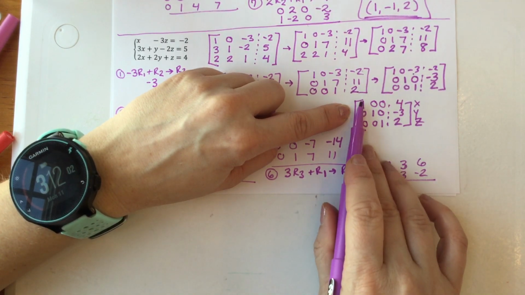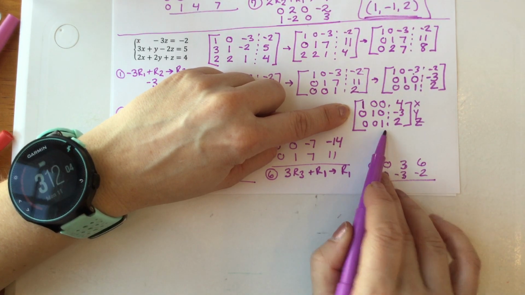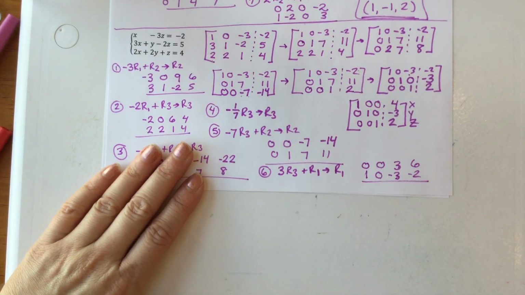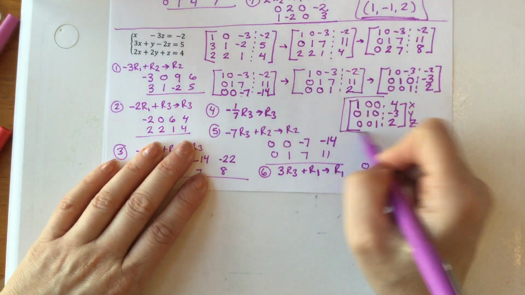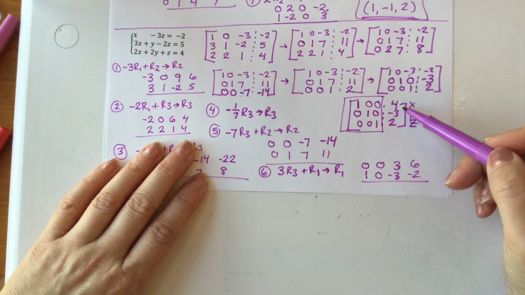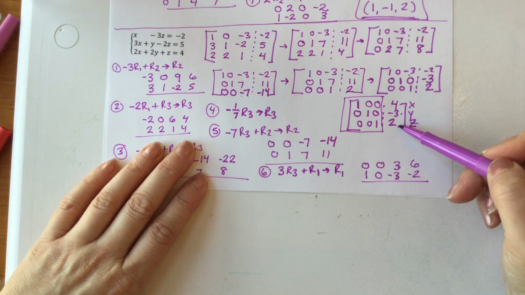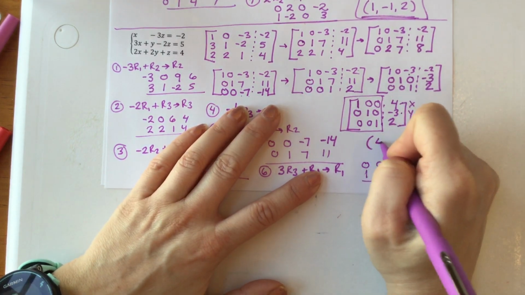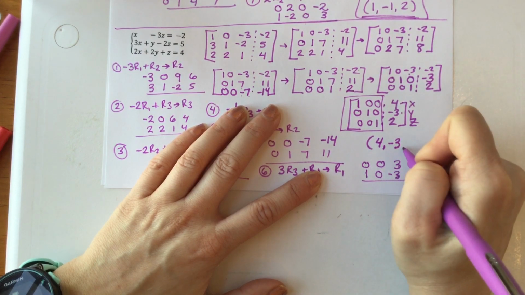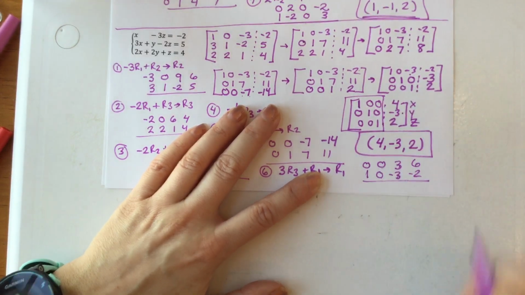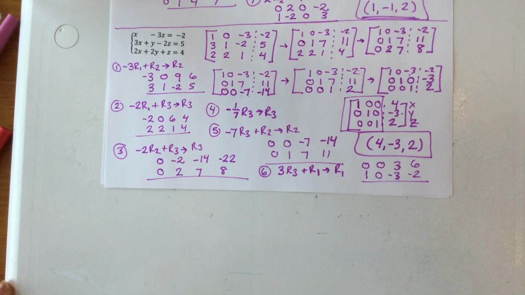Everything is zeros except for my main diagonal. That's what Gauss-Jordan elimination is. When you hit this, the top value is x, the middle value is y, the bottom value is z. So your answer is 4, negative 3, 2. That is your ordered triple.